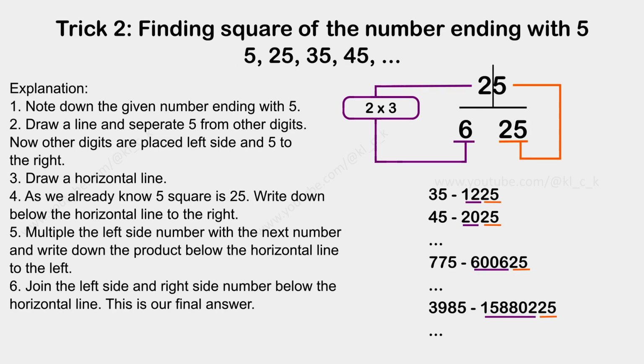Trick 2. Finding square of the number ending with 5. Yes, any number, even it's 4965. Follow the instructions on the screen to get the answer.